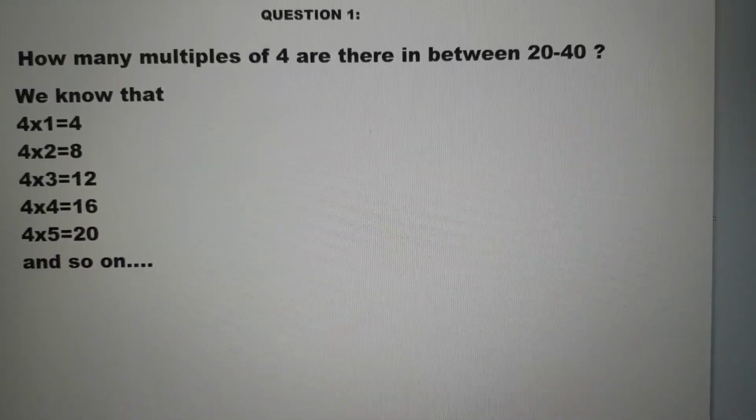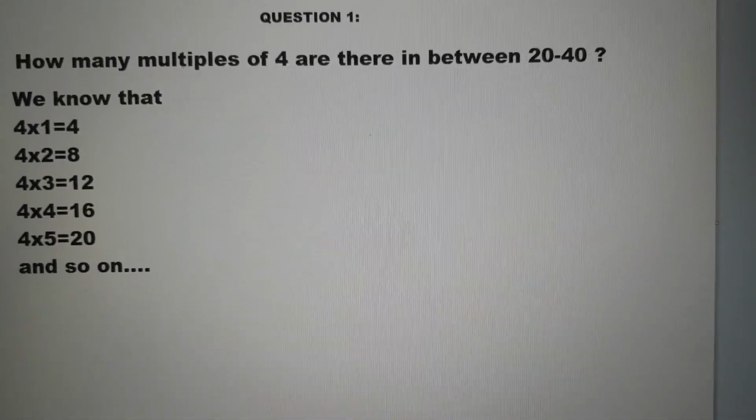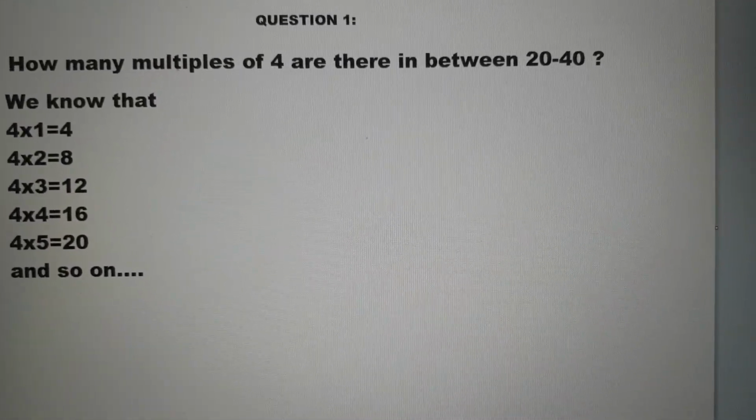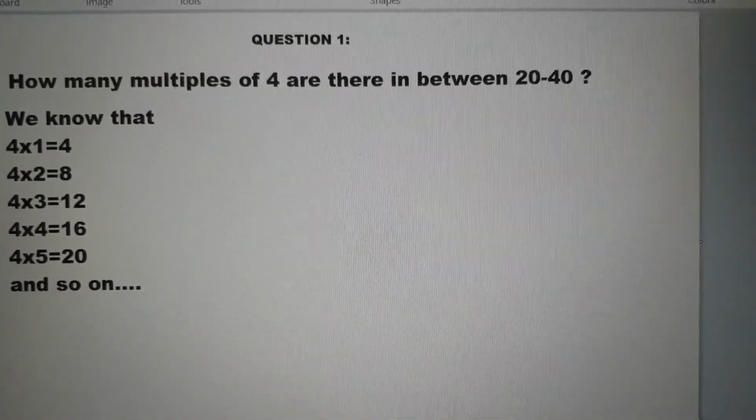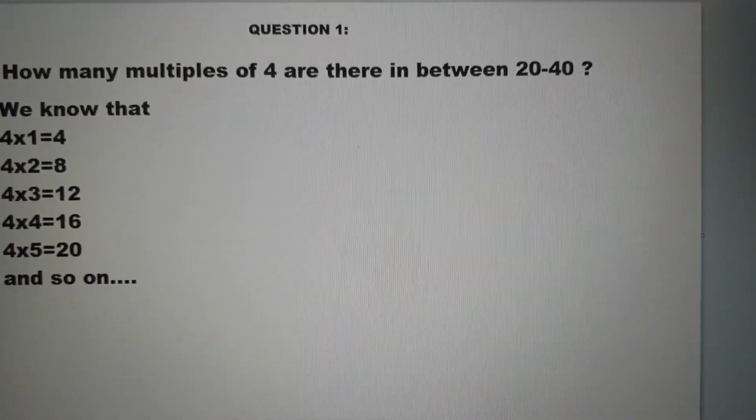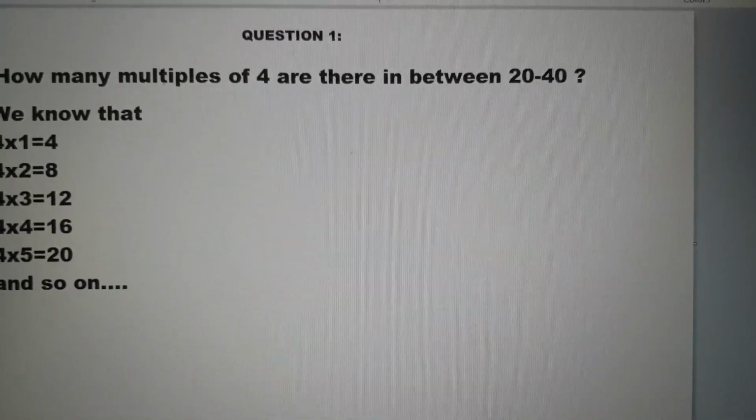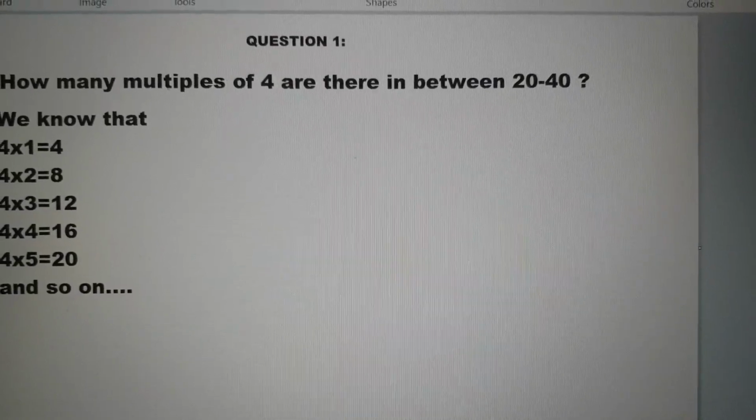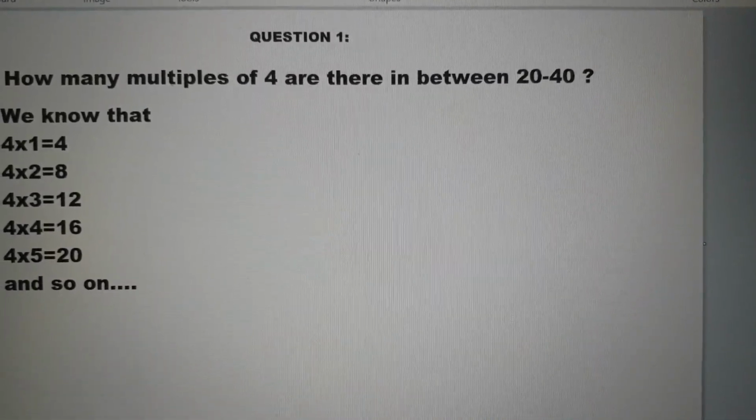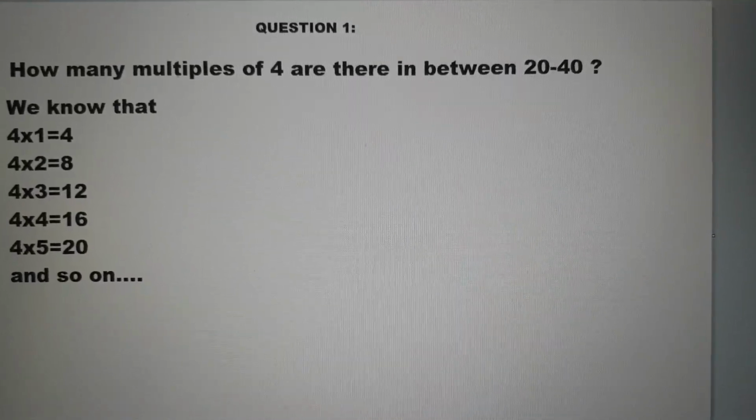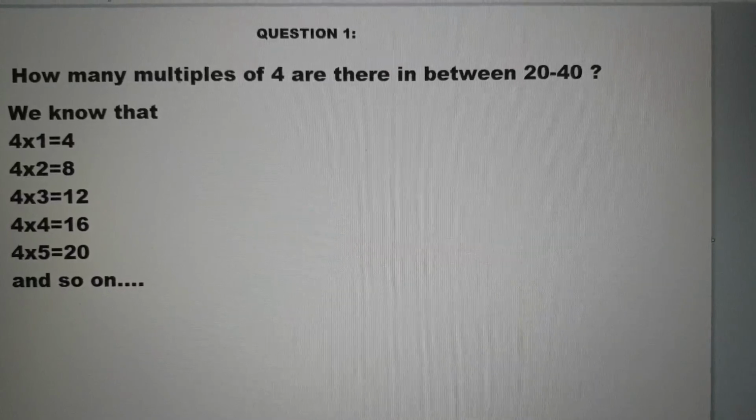So in this question, it might be easier for us to find the answer, the numbers that are present between 20 and 40. Suppose we are given a number which is greater than 4 and we are unaware of that table. In that case, how can you find the answer? Today I'm gonna give you some tips on that and show you a step-by-step solution of how you can solve the problem. So let's begin.